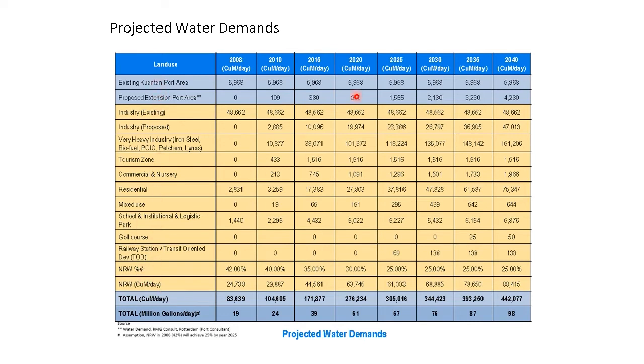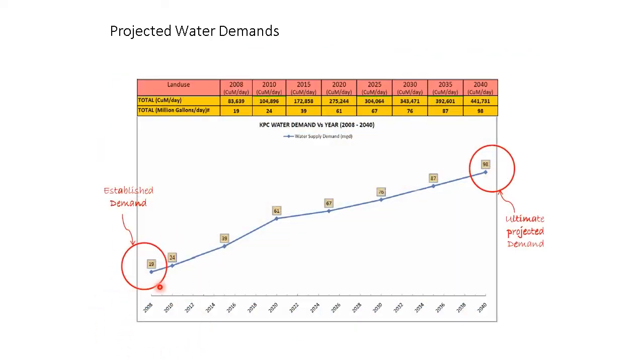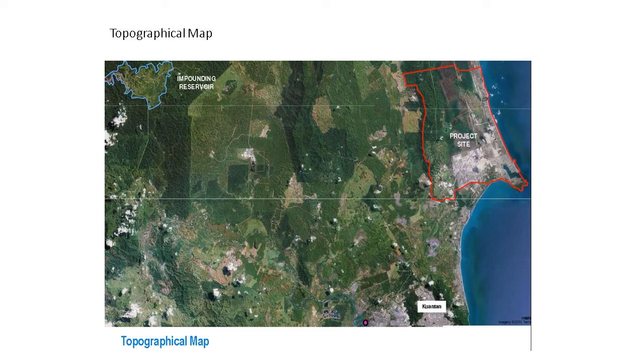Berbeza mengikut land use masing-masing lah. Jadi kalau development semakin banyak, semakin membesar development tu, water demand akan semakin tinggi. So ini 2008, 19 establish water demand and ultimate project demand which is in 2040. This one. The topographical map for the project site, okay, kat sini.